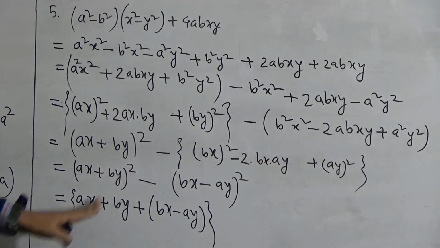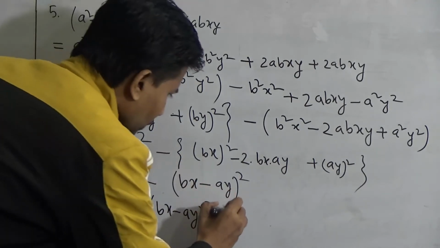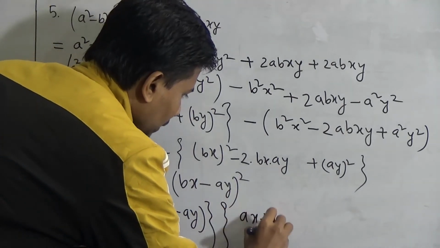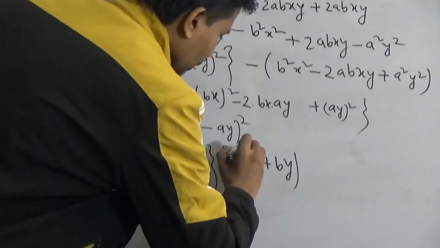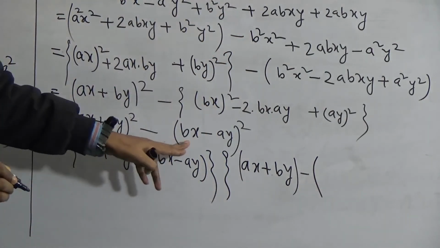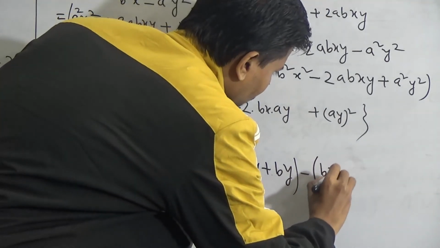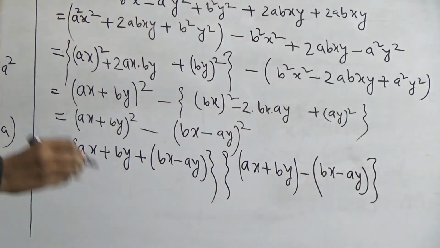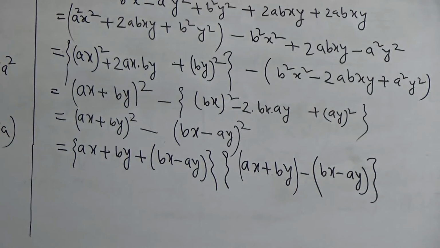Look, ax plus by plus bx minus ay, then ax plus by, write minus, b means bx minus ay, right, bx minus ay. Okay student, I hope you understood up to this. Now we have to simplify this.